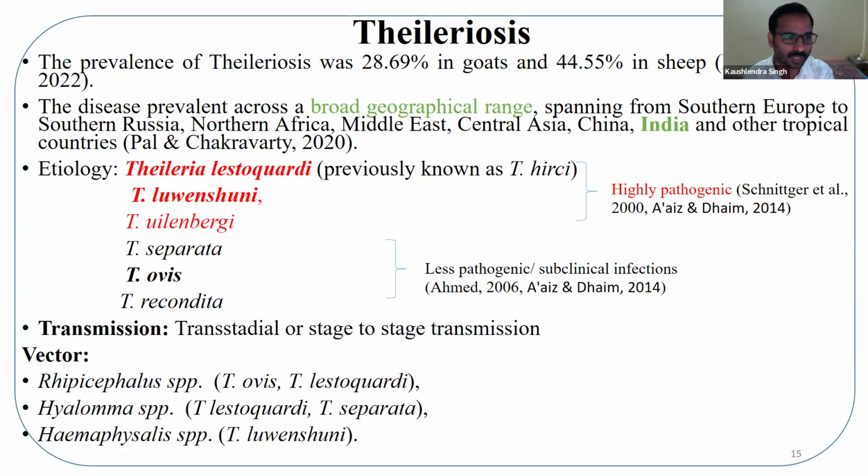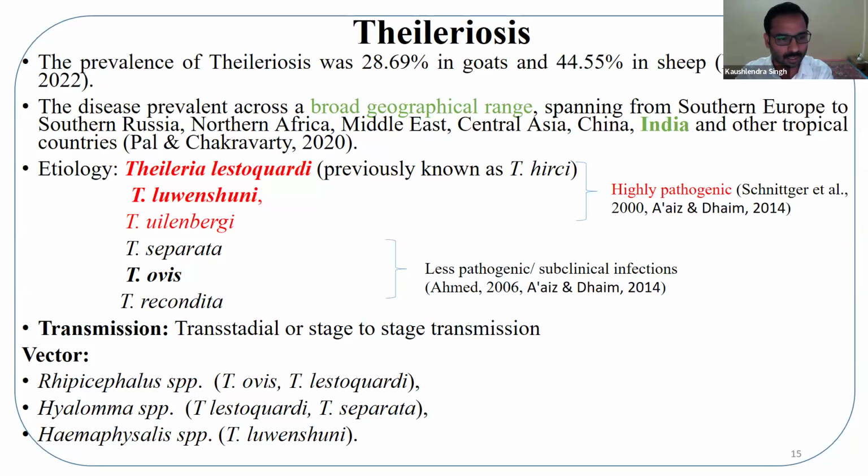There are six species which affect sheep and goat. Among them, Theileria luwenshuni and Theileria lestoquardi, previously known as Theileria hirci, are both highly pathogenic. In India, Theileria lestoquardi, Theileria luwenshuni, and Theileria ovis are commonly found. Theileria ovis is less pathogenic compared to Theileria lestoquardi and luwenshuni.